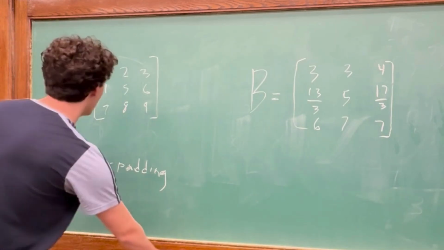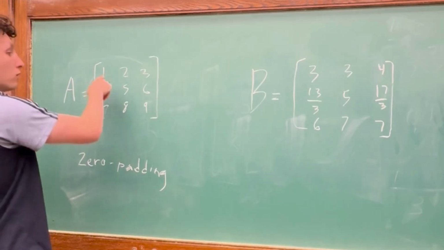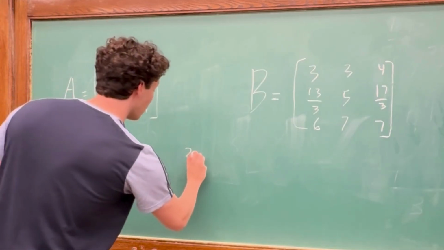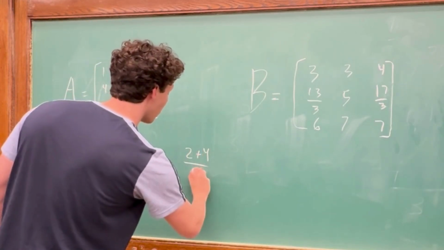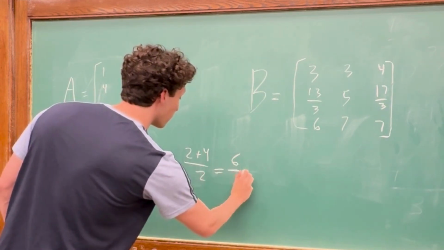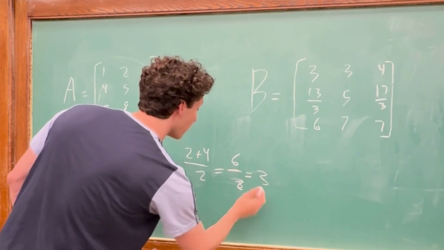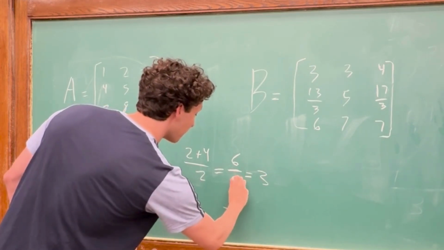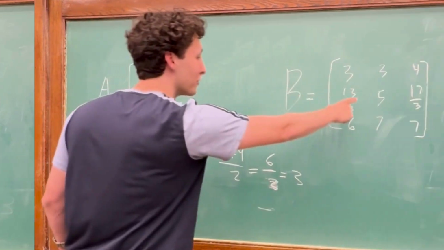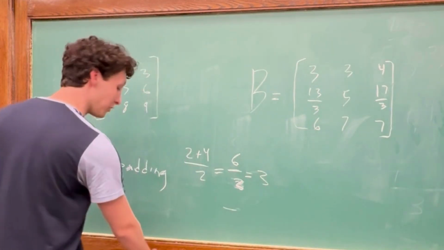So for example, to calculate this new value in the new matrix, it'd be 2 plus 4 over 2, so 6 over 3, 2. Would be 3, that's the values, and that would be the transform matrix.